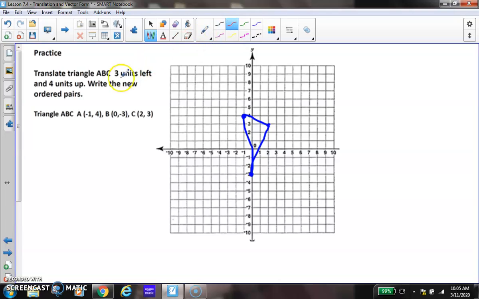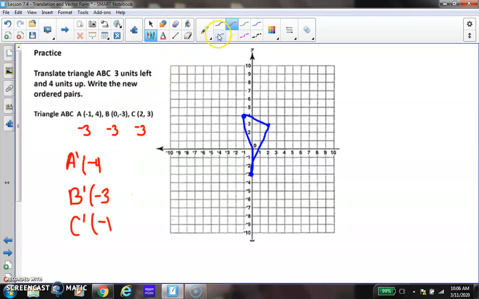Okay, if I'm doing a translation of 3 units left, I'm going to be moving all of those points in a negative direction 3 places on the x-axis. So I'm taking away 3 from all of my x values. So for A prime, -1 is going to be turning into -4, because -1 take away 3 will be at -4. For B prime, if I started out at 0 and I'm taking away 3, I'm going to end up at an x value of -3. And for C prime, I'm starting at 2, taking away 3, so I'm going to be at -1.